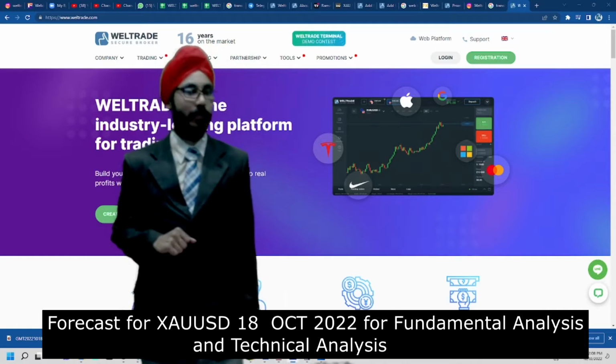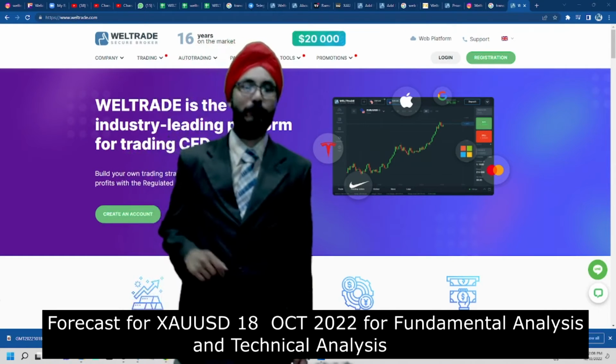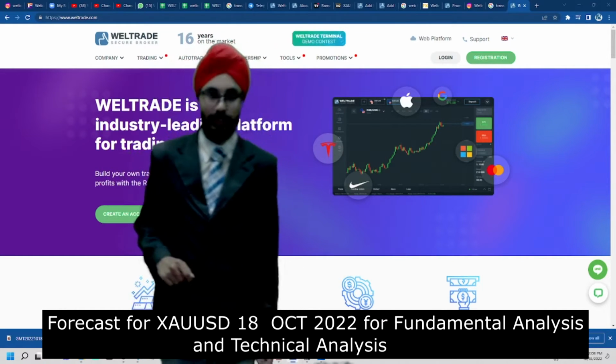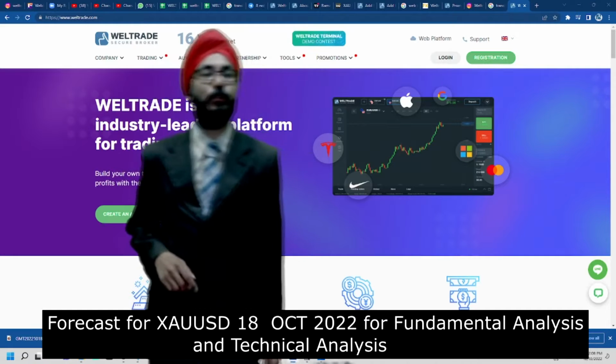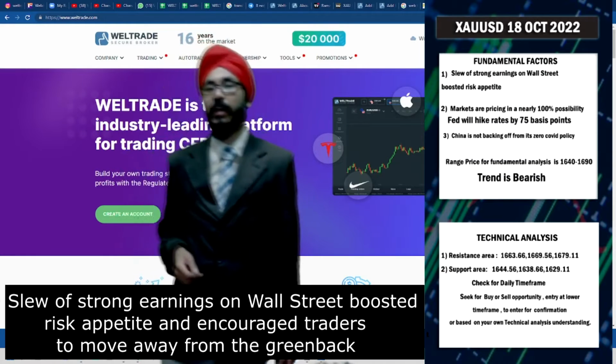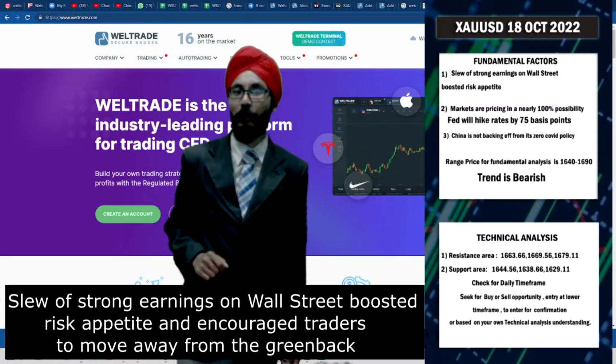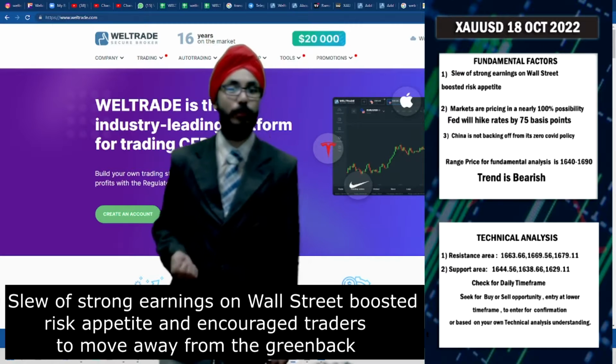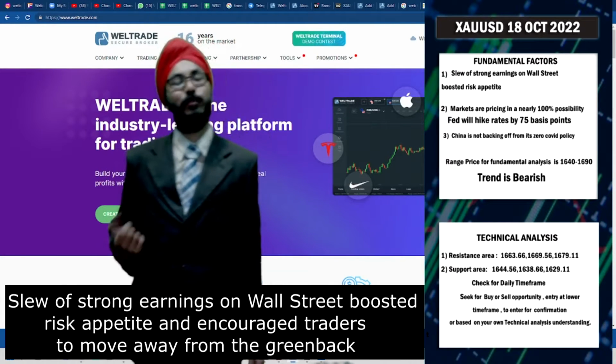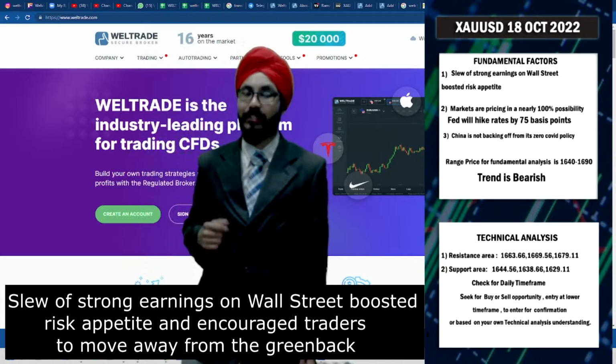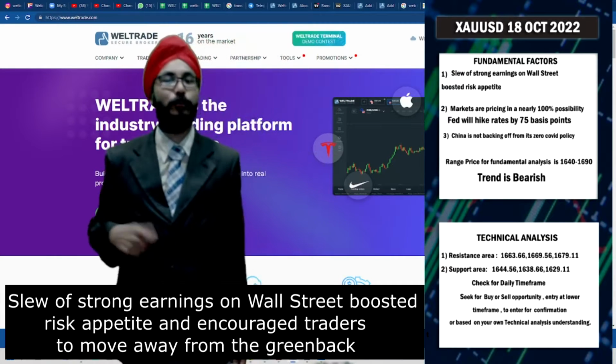Today I am going to focus on the gold trend based on fundamental analysis and also technical analysis. We could see that the US dollar has actually fallen a little yesterday. This is due to Wall Street earnings, which also fell yesterday, and this has brought gold to be slightly higher.